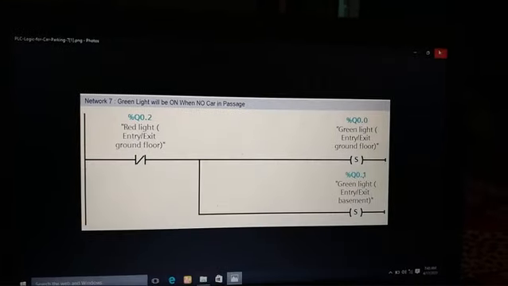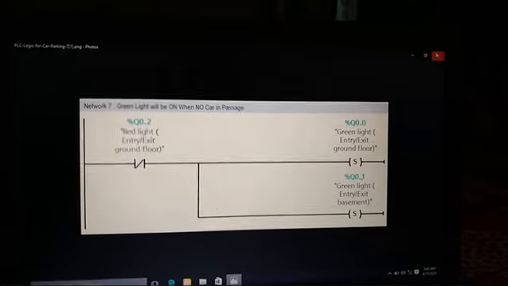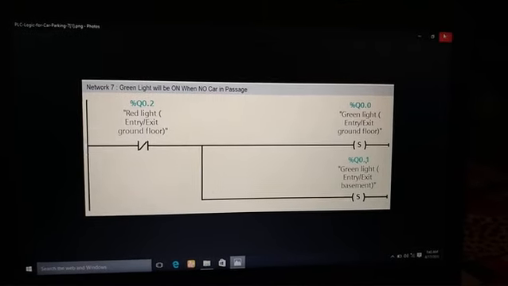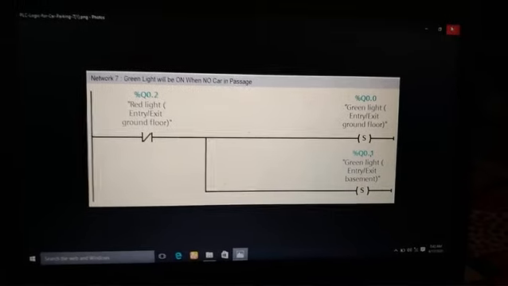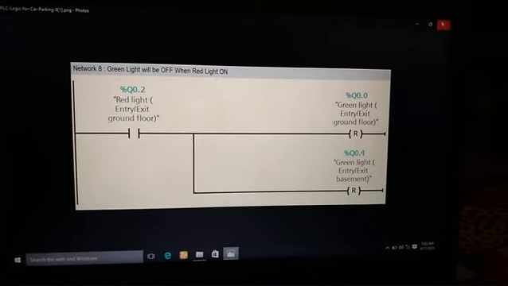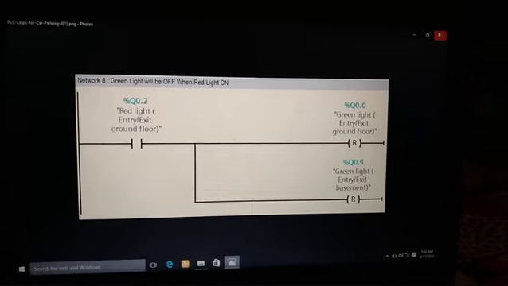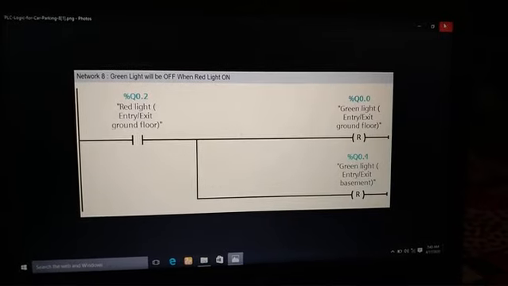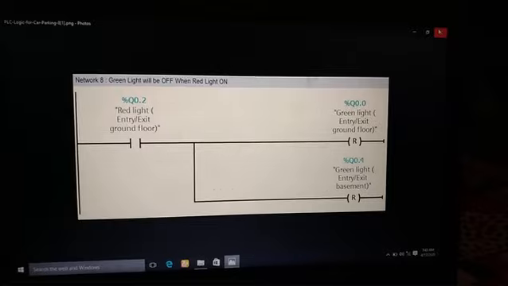In network 7, green lights will be on when red lights are off. When the red lights are completely off, the green lights need to come on automatically. That is programmed in network 7. In network 8, if red lights are on, green lights should be off. In this network, when red lights are on, a reset instruction will be executed and that will make the green lights go off.